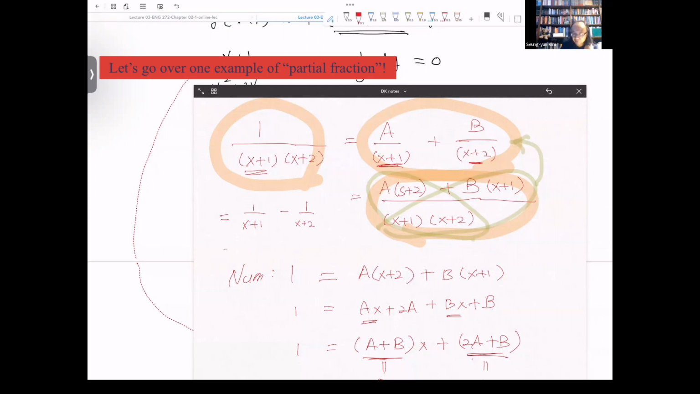Now let's check this is correct. If I make this have the common denominator, which is the multiple of these two denominators, for the left one, we should have x plus 2 minus (x plus 1). The x will cancel out. We'll end up getting 2 minus 1, which is 1. So it's the same thing.